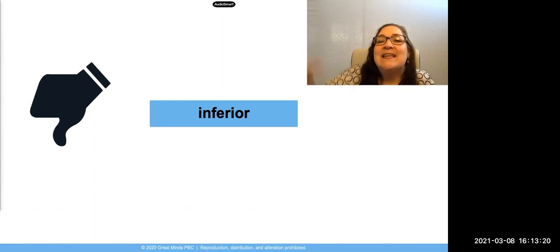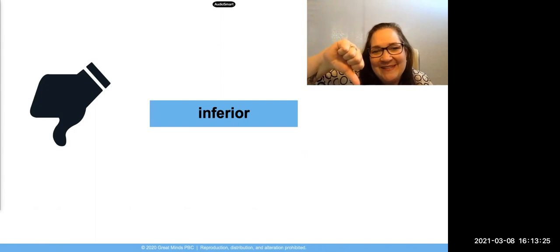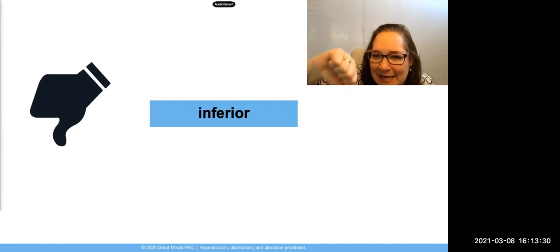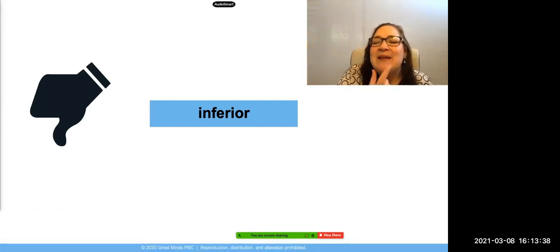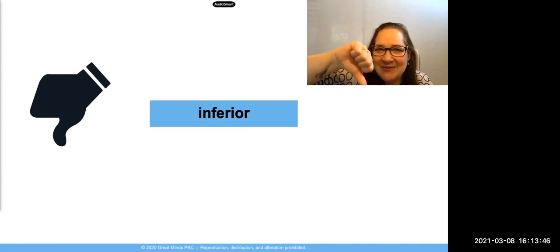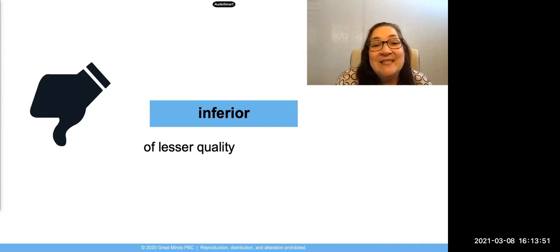Our next word is inferior. Let's say inferior. And you noticed I used my hand, giving it a thumbs down. When I think that something is inferior or I give it a thumbs down, it makes me think maybe it's not as good. So by looking at the icon, I see the thumbs down and it reminds me that it's not good. Let's read the definition. The definition of inferior is of lesser quality.